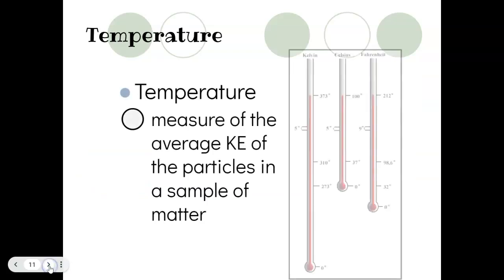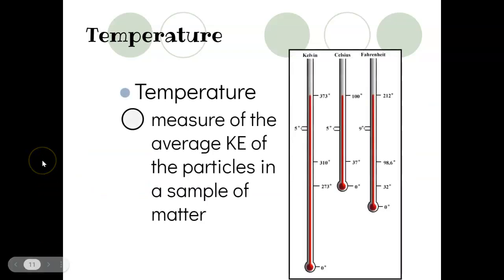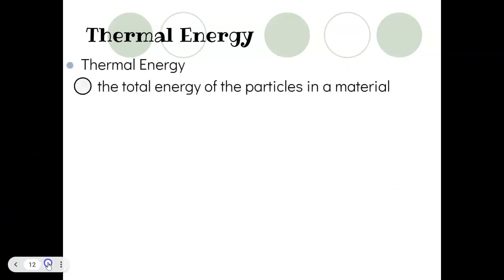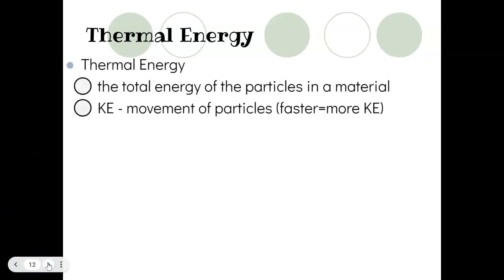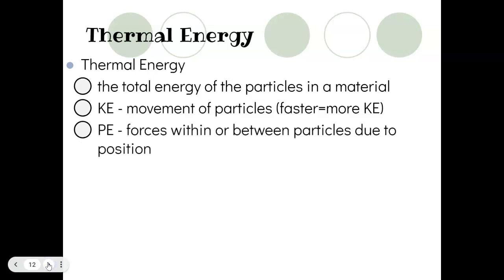The last thing we're going to talk about today is temperature, which is a measurement of heat. Temperature is the measurement of the average kinetic energy of the particles in a sample of matter. Remember, kinetic energy is in anything that has motion. Thermal energy is the total energy of the particles in a material. Kinetic energy is the movement of the particles. If an object has faster moving particles, so more kinetic energy, it will be warmer.